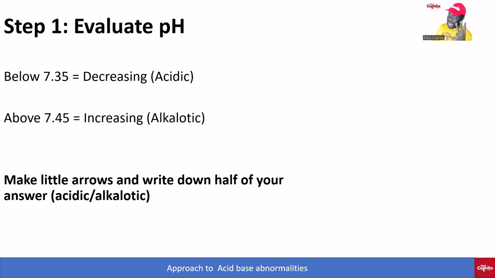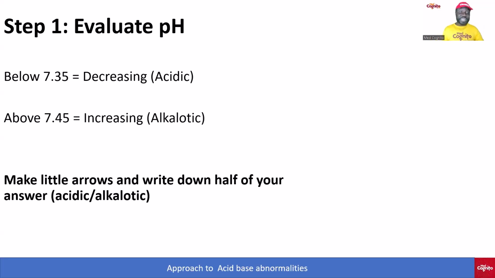I said we are going to learn just 3 labs and we'll be able to solve 99% of the cases, right? So the first lab you want to learn is pH. pH less than 7.35 is acidic. pH more than 7.45 is alkalotic. What I want you to do is make little arrows and write down half of your answer. As soon as you get the issue of pH right, you've gotten 50% of your acid-base questions correct.